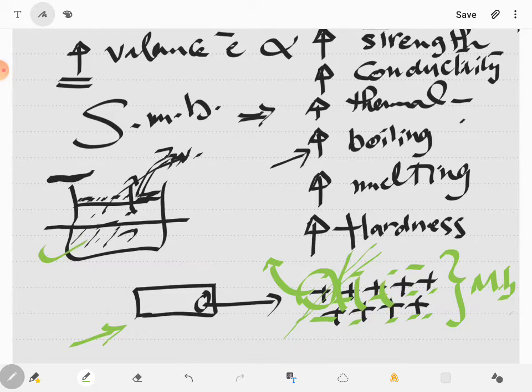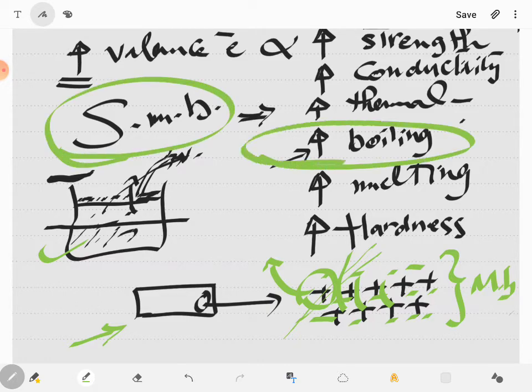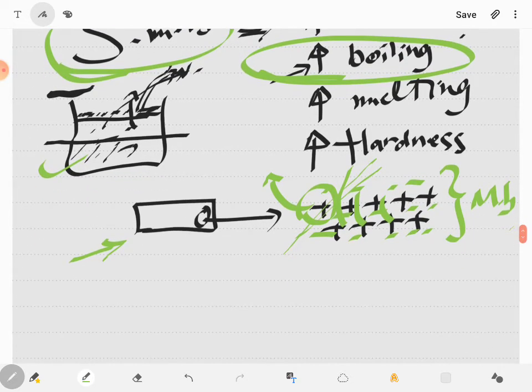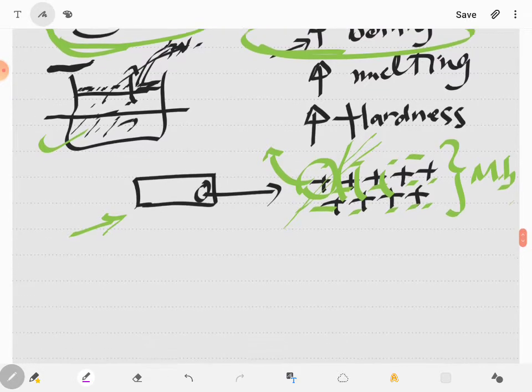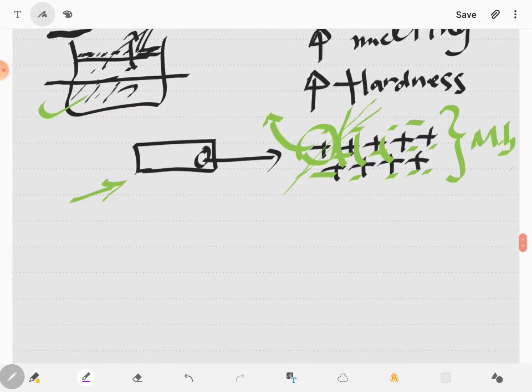So if it is a strong metallic bond, what will happen? The boiling point will increase. That's logical. Done? Is there any other factor? Yes. But we will not consider that factor unless the valence electrons are equal.